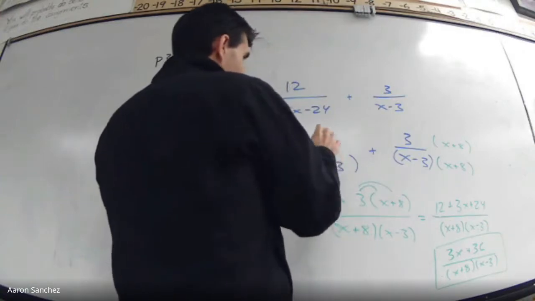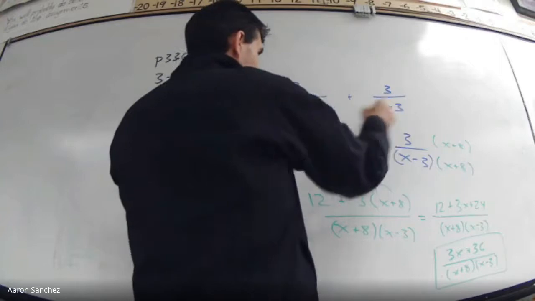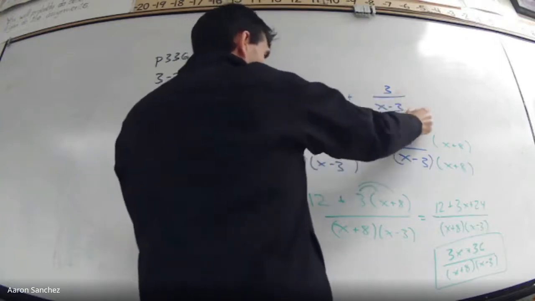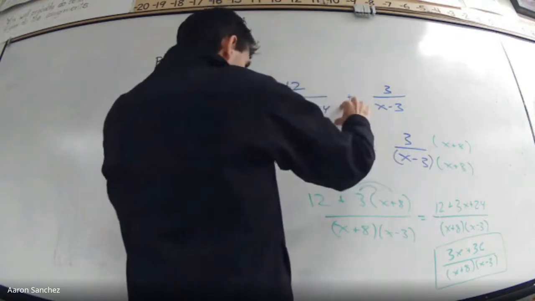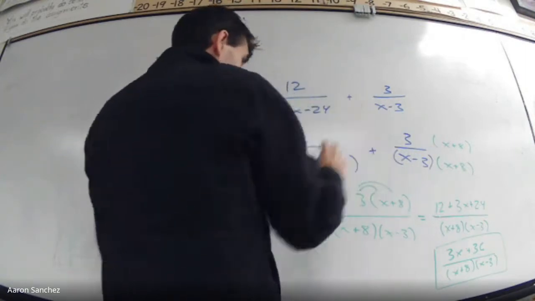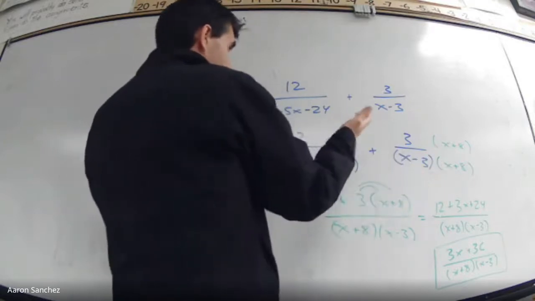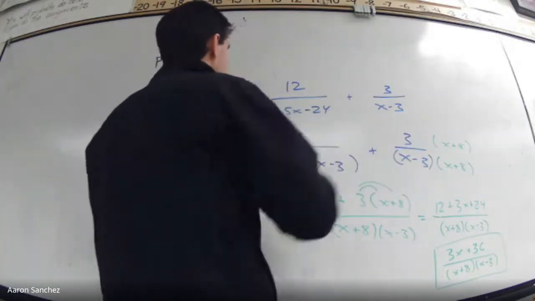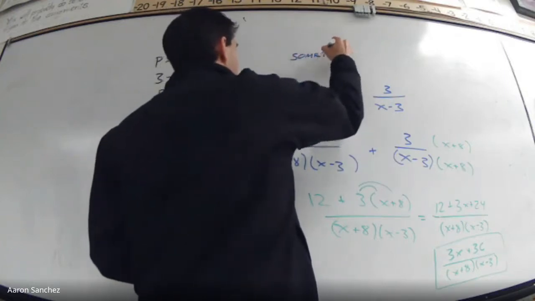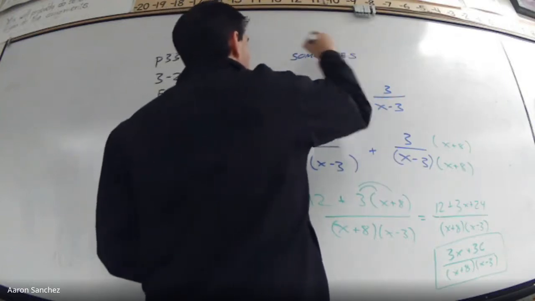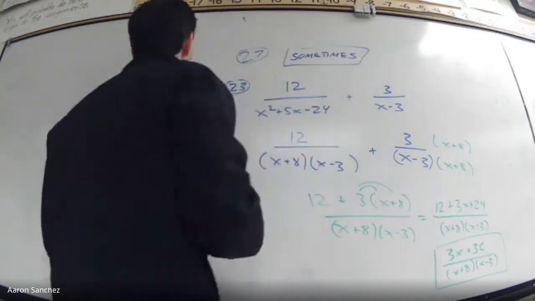Because I don't multiply this times that and that times that. I just multiply this times x plus 8. Boom. I don't multiply x minus 3 times x squared plus 5x minus 24. That's not what I did. I just multiplied this by x plus 8. So it's sometimes true. That's 27. And I think that's the last one we have to do.